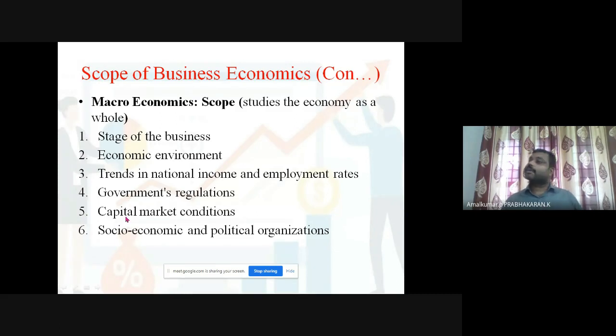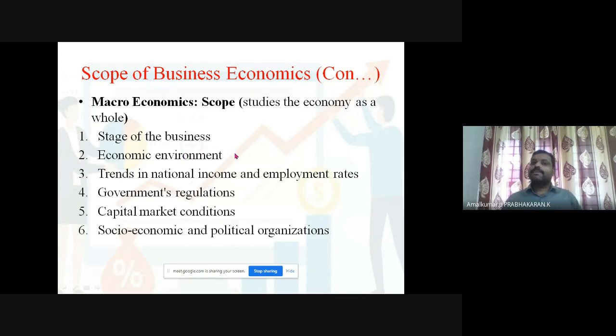And the capital market condition. We want to know the capital market condition. Again, we use some macroeconomic theories. So it comes under the macroeconomic scope of business economics. Then the last one is the socioeconomic and political organizations. We want to know about some organizations playing in the market, their socioeconomic intervention and political intervention. We again use some macroeconomic theories for identifying the business economic situation.